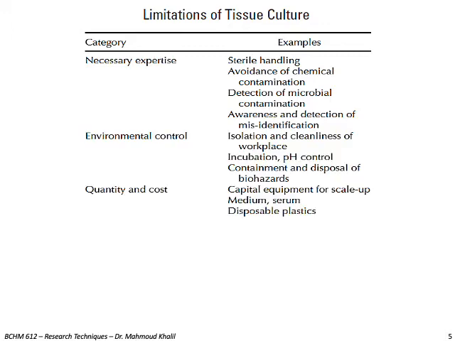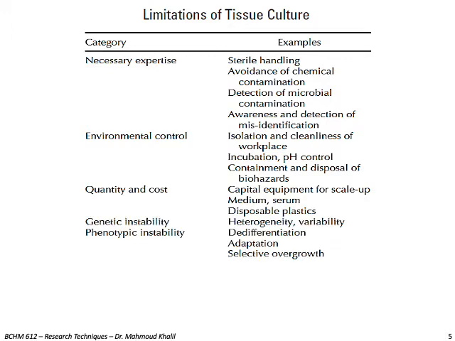Environmental control. So, a tight control on the environment around the cell culture, including isolation and the cleanliness of the workplace, incubation and pH control, and you need to know how to dispose of biohazards. Quantity and cost. The capital equipment for scaling up, media, serum, and disposable plastic is a bit expensive. Genetic instability and phenotypic instability. Cell culture may behave unstably with respect to heterogeneity and variability and de-differentiation and adaptation, and might be selective over growth.